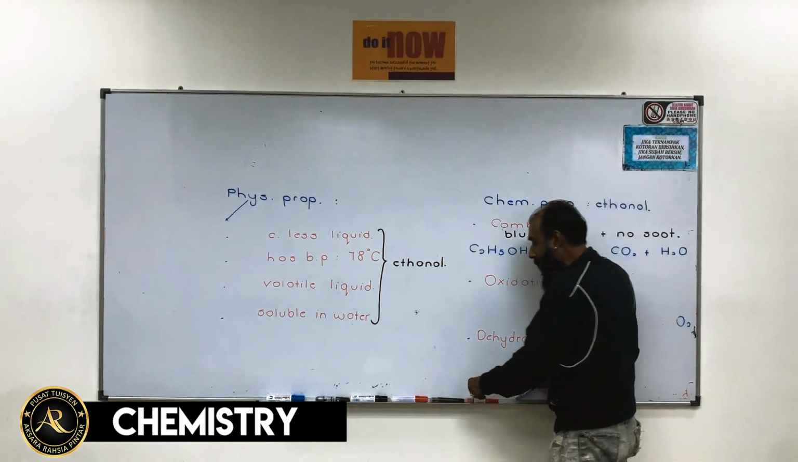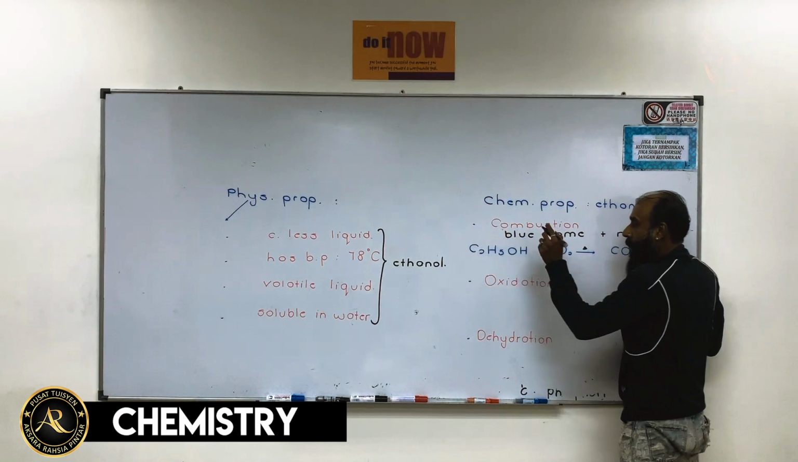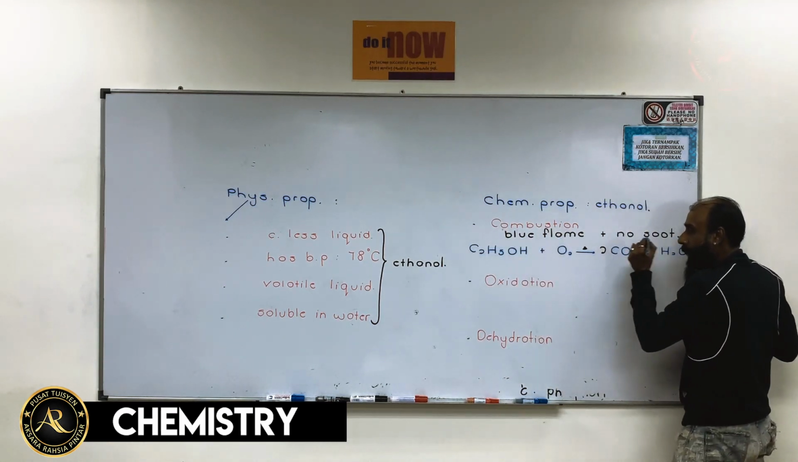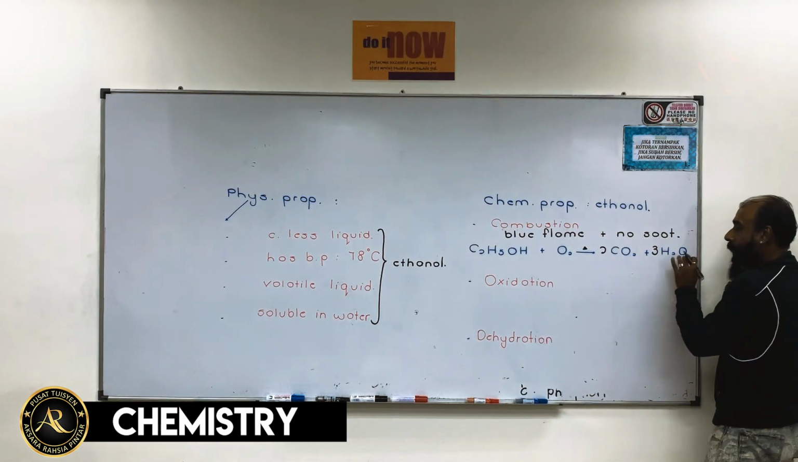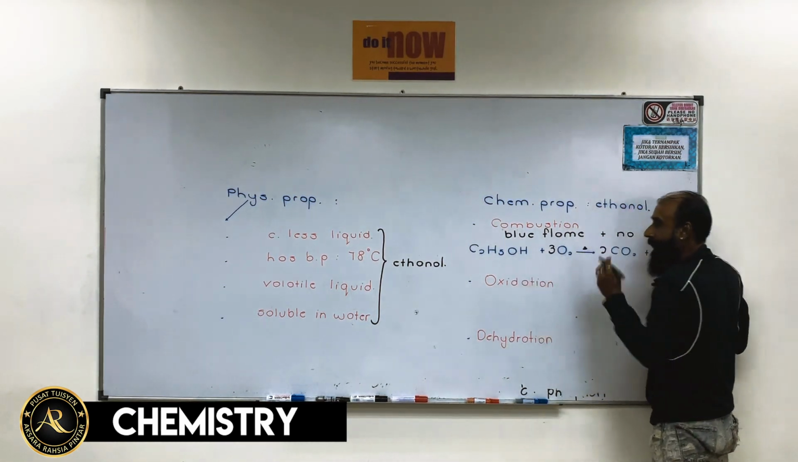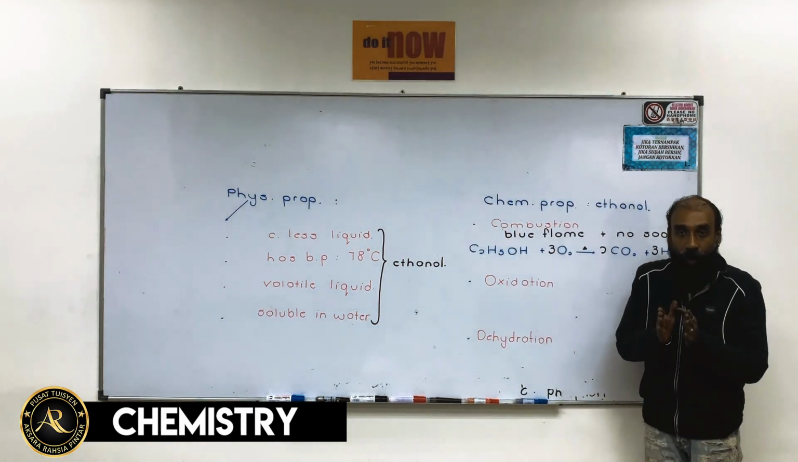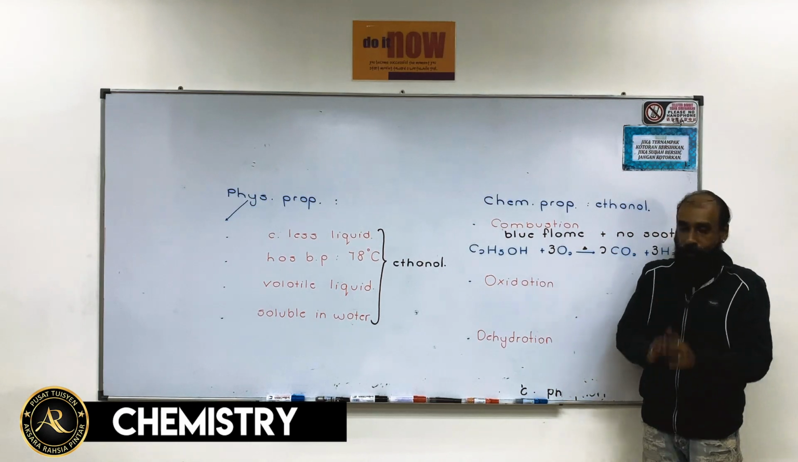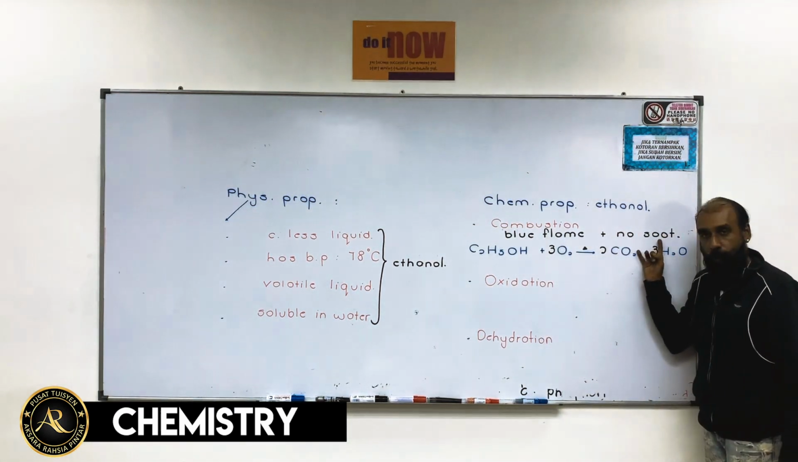Now let's balance it up. Burning, triangle. 2 carbon here, 6, we put a 3 here. Oxygen total 7, you put a 3 here, total up, you'll get 7. So remember, alcohols are good fuels because they produce no soot.